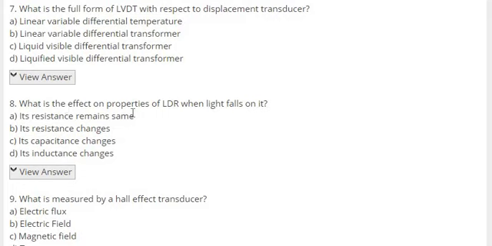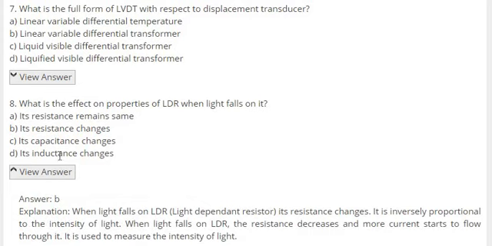What is the effect on the property of an LDR when light falls on it? Option B, its resistance changes. Definitely जब LDR पे light fall होता है तो उसका resistance change हो जाता है, ना कि कैपेसिटर इंडक्टर. रेजिस्टेंस रिमेन होता है. We can say the resistance of LDRs depends upon the light.